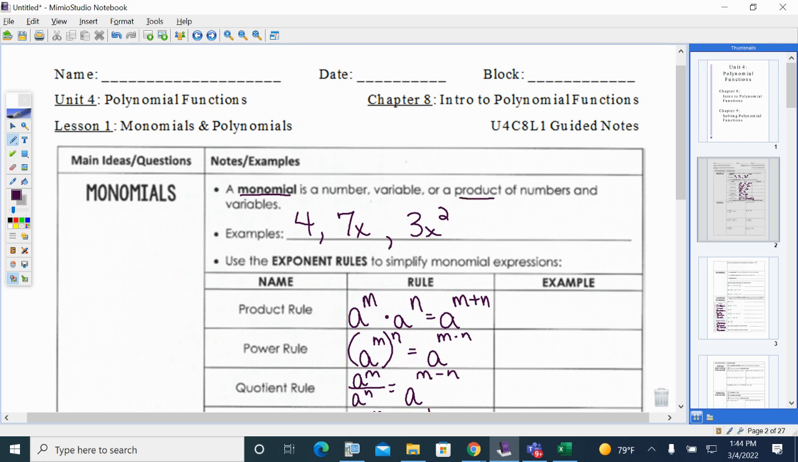And I've got 3 different examples here. So if it's just a number, like the number 4, that is a monomial. It can be a variable, like 7x, or just plain old x. Or it can be a product of numbers and variables, like the 7x or the 3x squared. All of those are examples of monomials. The one thing that's missing is pluses and minuses. Once we start adding pluses and minuses, you end up with binomials and trinomials and things like that, which we're going to talk more about here in just a second.